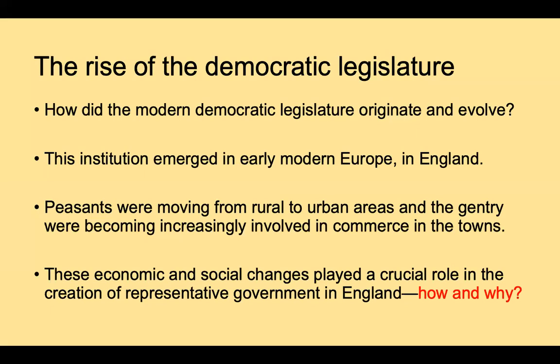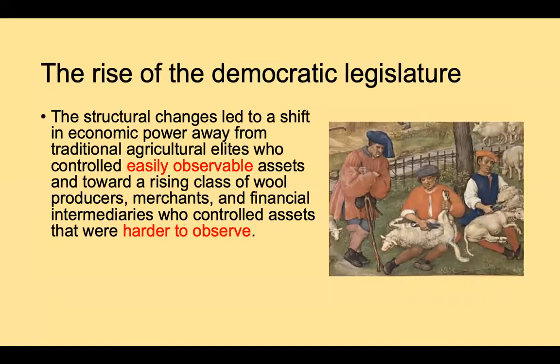And then the question for us is, how could those economic and social changes have brought about democracy and the democratic legislature? What are the links between these structural and social changes, the emergence of commerce, the change from rural to urban commercial activity? How did they bring about democracy? That's what we'll focus on. And this is how we'll begin to introduce the democratic legislature and the rise of the parliament.